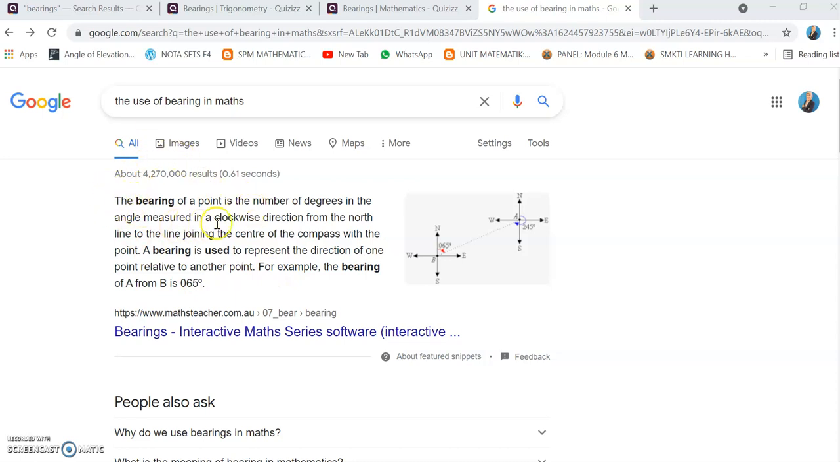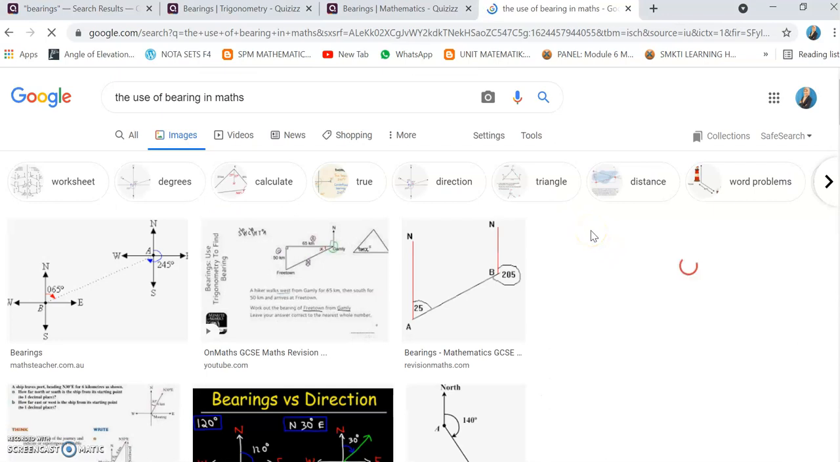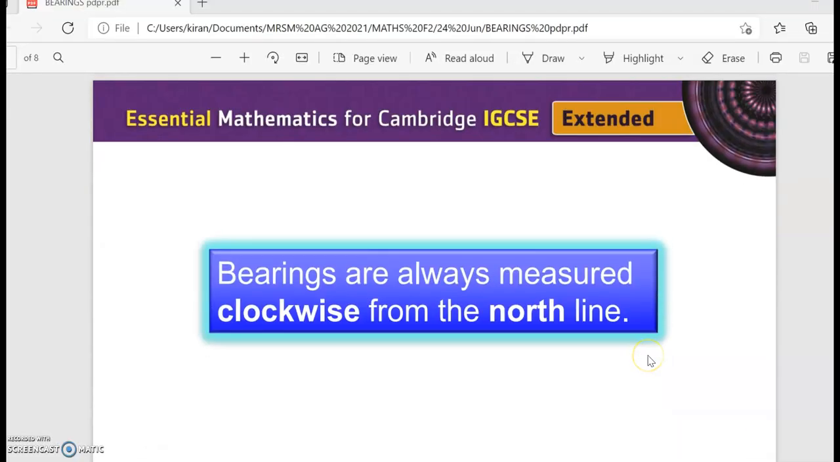The bearing of a point is the number of degrees in the angle measured in a clockwise direction from the north line to the line joining the center of the compass with the point. So the bearing is used to represent the direction of one point relative to another point. Ayat mudah dia, bearings ni kita tengok daripada bacaan daripada kompas. Kita akan baca daripada satu point kepada point yang lain lah. So bearings always measure clockwise from the north line.